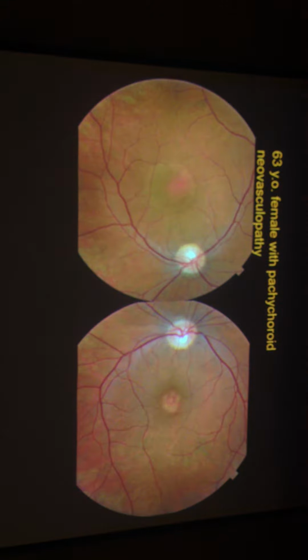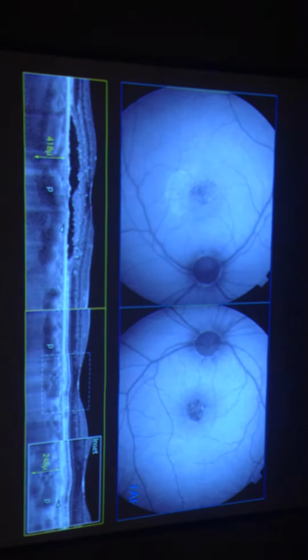So this is what we call pachychoroid neovasculopathy, in which patients have developed a type 1 neovascularization overlying areas of choroidal thickening, in the absence of any characteristic AMD or other degenerative changes. So I have a few cases of pachychoroid neovasculopathy. This is a 63-year-old female with an area of subretinal fluid in the right eye, as well as some changes in the left eye.